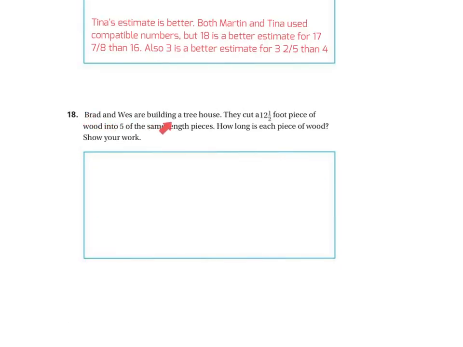Brad and West are building a tree house. They cut 12.5 foot pieces of wood into 5 of the same length pieces. How long is each piece of wood? Show your work. Well, I've got 12.5, and I'm going to be cutting them into 5. So times 1/5, but I can't take the 12.5 and times it times 1/5. I have to change this into an improper fraction. So 12 times 2 is 24 plus 1 is 25. So I have 25/2 times 1/5.